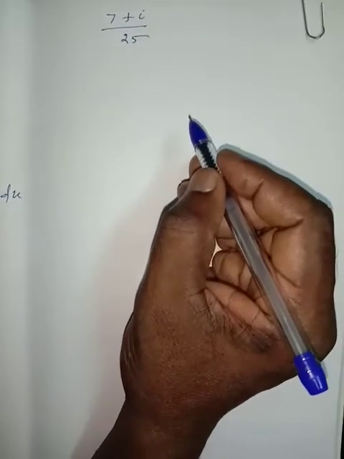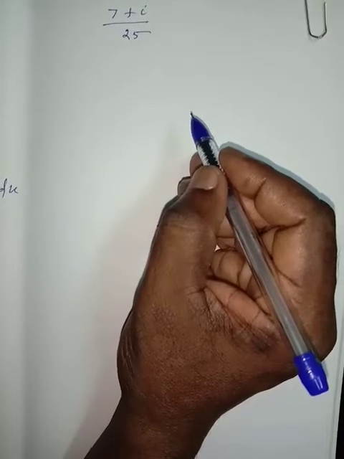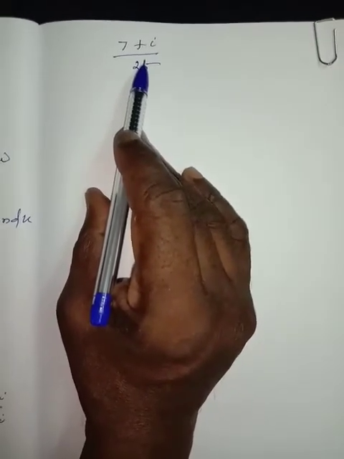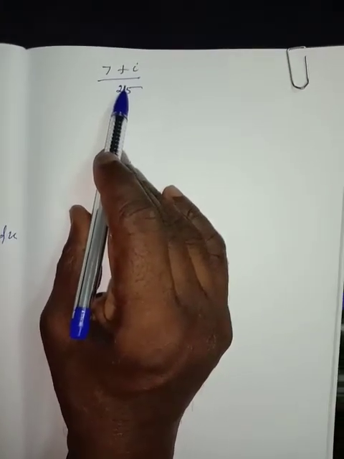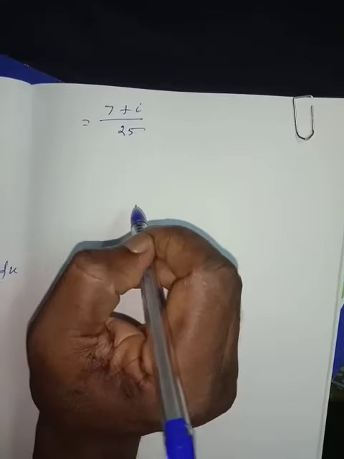3 plus 4 divided by... 3 plus 4 is 7, 4i minus 3, so plus i. Next is equal to (7 plus i) divided by 25.